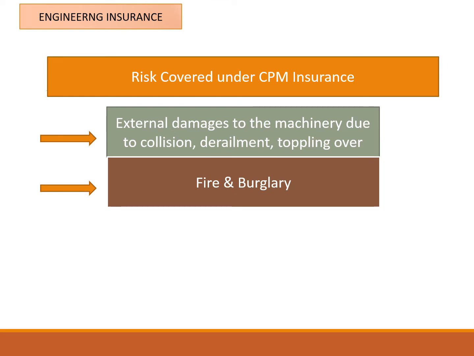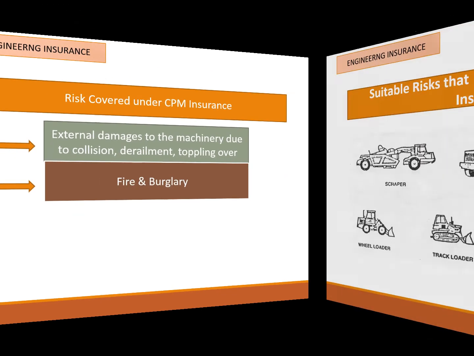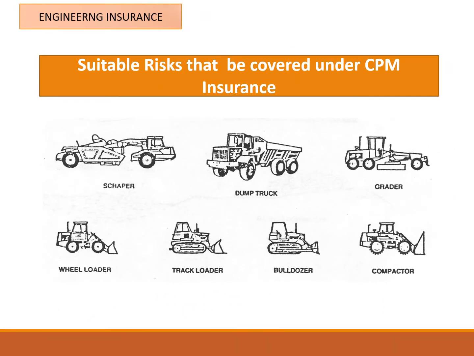The main risks covered under CPM insurance are external damage to the machinery due to collision, derailment, toppling over, fire, and burglary. That can be covered, which are used at construction sites, such as scrapers, dump trucks, graders, compactors, bulldozers, track loaders, wheel loaders, cranes, etc.